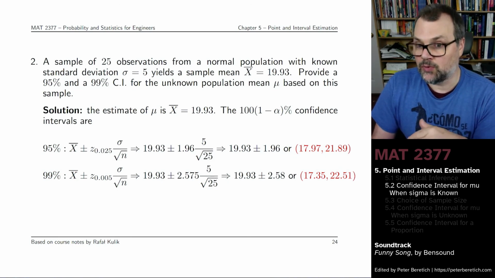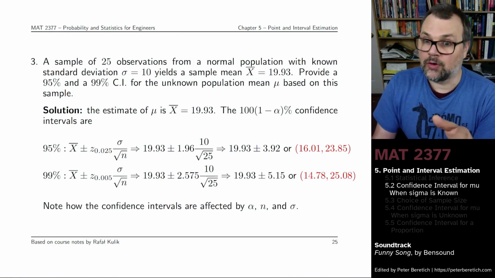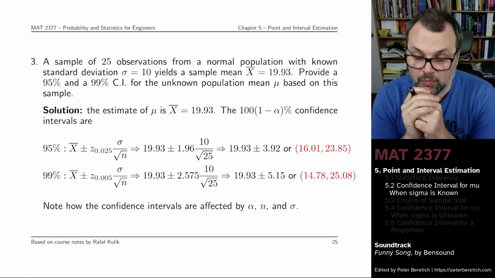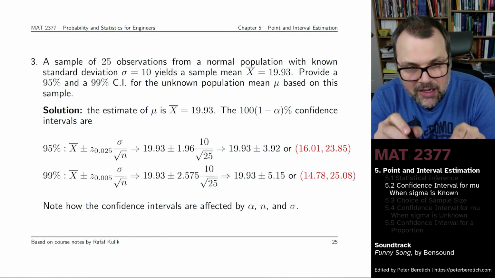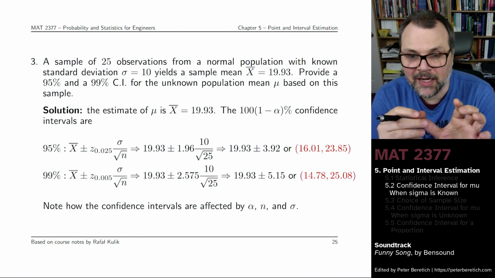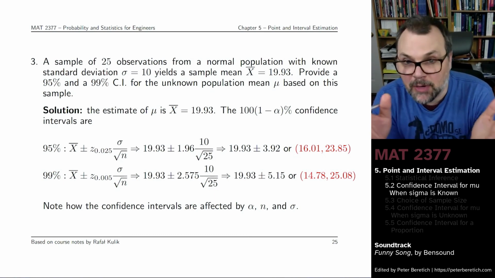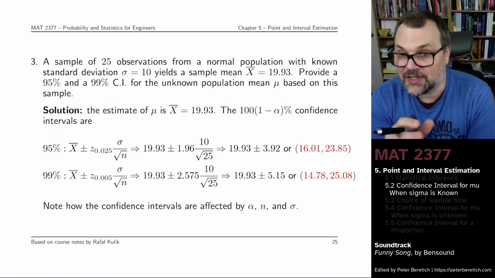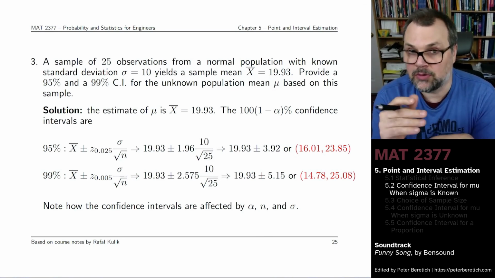17.97, 21.89 is indeed tighter than the one we've computed for an underlying population, which has a larger variance, a larger standard deviation. So you can see how the confidence intervals are affected by alpha, n, and sigma, not by x bar. In this case, x bar was the same, but I've picked an x bar that was the same to make you see that what actually changes is the width, not the actual position.